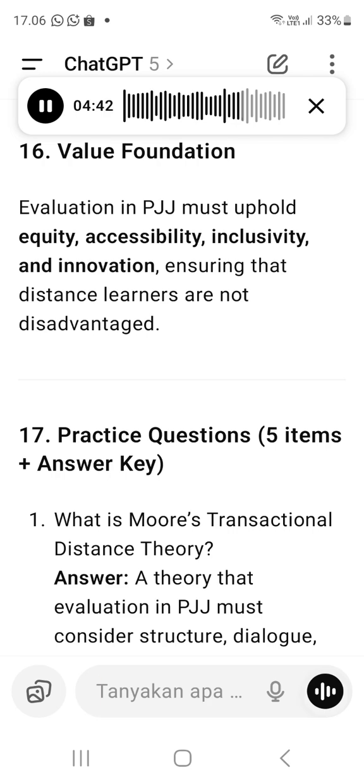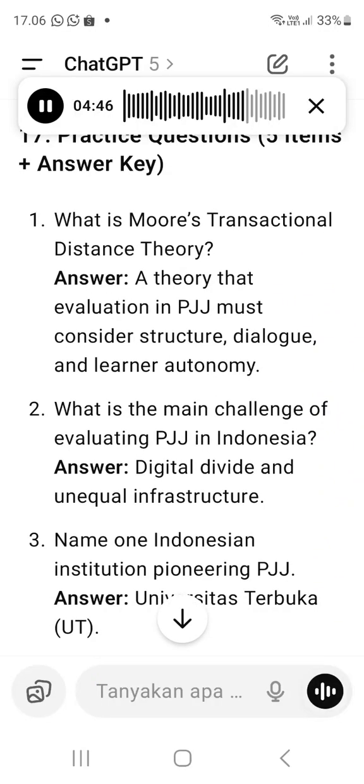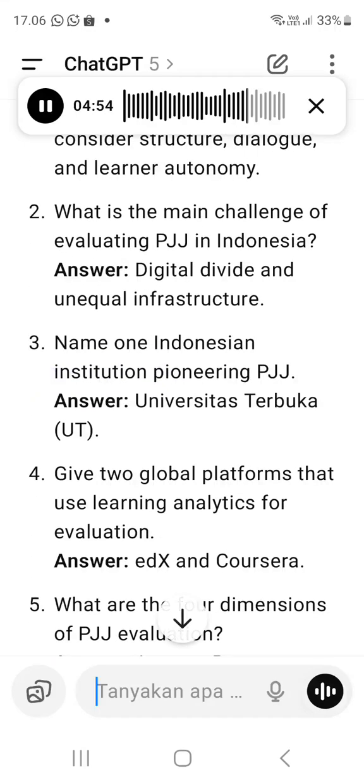17. Practice questions, 5 items plus answer key. 1. What is Moore's transactional distance theory? Answer: a theory that evaluation in PJJ must consider structure, dialogue, and learner autonomy. 2. What is the main challenge of evaluating PJJ in Indonesia? Answer: digital divide and unequal infrastructure.